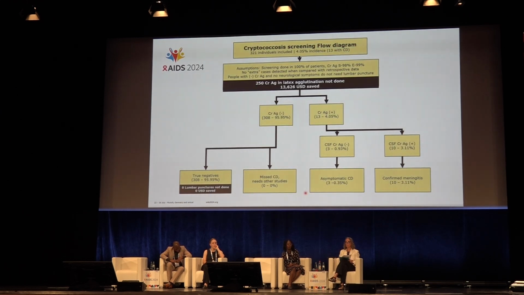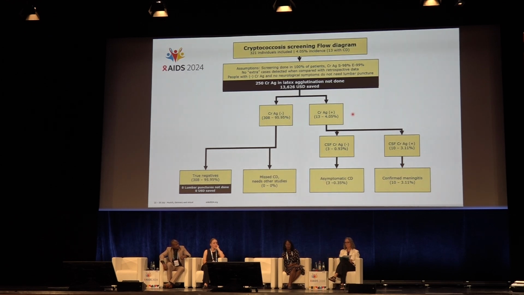Here I'm showing the crypto diagram. The first thing that I want to punctualize here is that right now in our centers we're using latex agglutination, and we do not have the lateral flow assays. The lateral flow assays are cheaper than the latex agglutination ones, so just by changing the assay we would be saving a lot of money because we're doing them in most of the individuals that present to care.